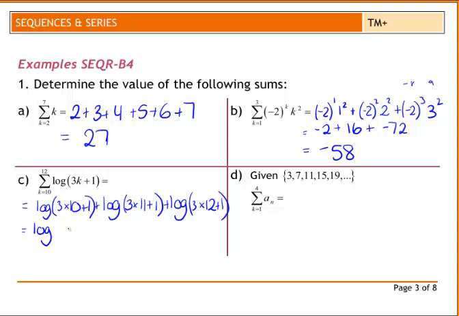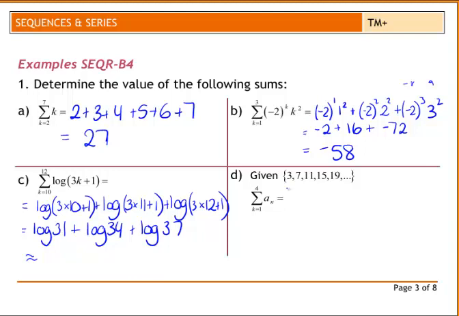3 times 10 is 30 plus 1 is 31. Plus log 3 times 11 is 33, plus 1 is 34, plus log 3 times 12 is 36, plus 1 is 37. And you could plug that into your calculator and get an approximate answer if you wanted to.